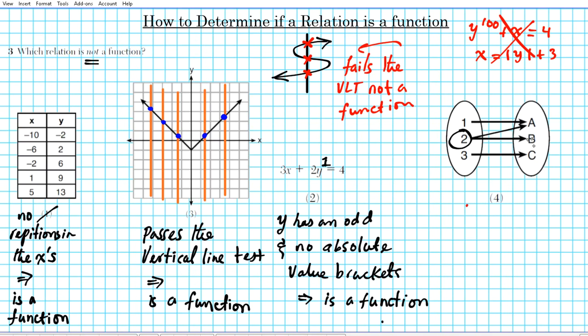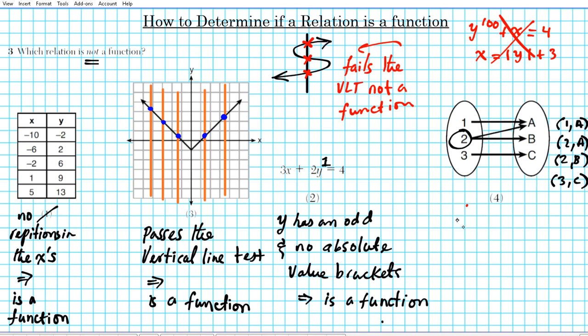Another way to approach this is to use your mappings and convert it to ordered pairs. So here we have 1 goes to A, and then 2 goes to A, and then 2 again goes to B, and then 3 goes to C. If you look at your ordered pairs here, you see that we have a repetition in the x's, and that's a violation of a condition to be a function.